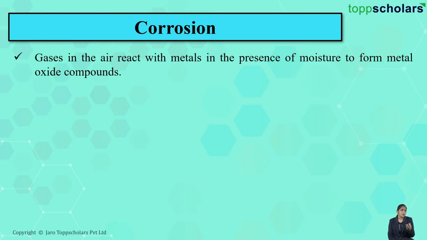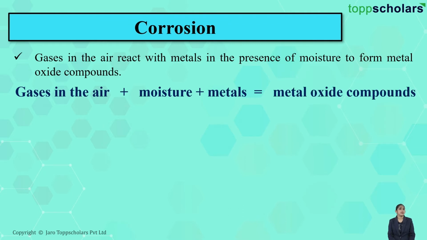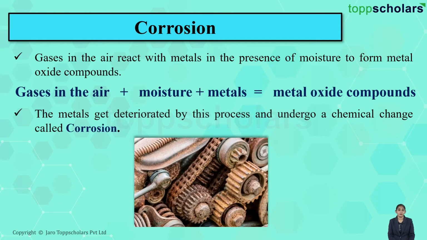But how does this corrosion take place? Now friends, there are gases present in the air, right? These gases react with the metals in the presence of moisture, resulting in the formation of metal oxides. So gases present in the air, in the presence of moisture, react with metals, which results in the formation of metal oxide compounds. And these metal oxide compounds actually form a layer on the metal article.